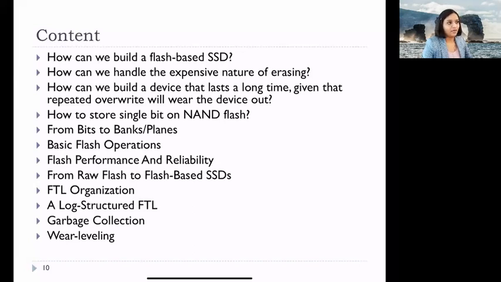So how to exploit parallelism by using the internal organization or internal architecture of how data is stored within banks, lanes, and dies of the SSD. We would see how different basic flash operations such as read, write, and erase are conducted. And we would see some of the challenges of how to improve the performance of these flash-based SSDs, as well as how to deal with the reliability challenges that these flash-based SSDs pose.